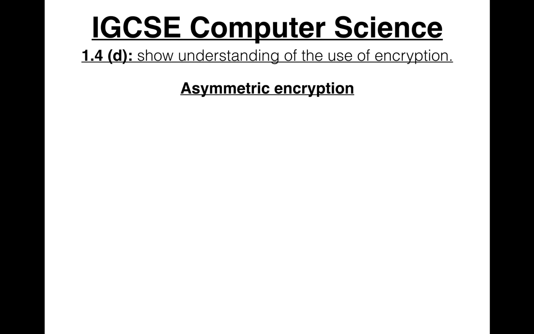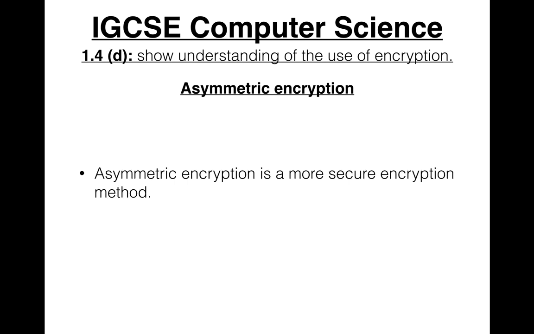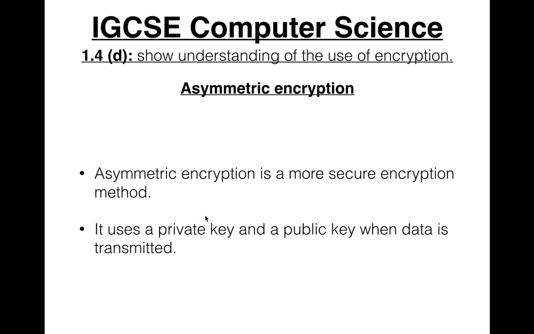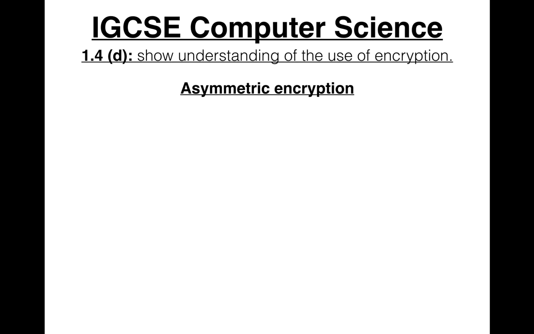Asymmetric encryption is a little bit trickier to understand, as I said. So we'll go slow and just try to understand this. Asymmetric encryption is a more secure encryption method. It uses a private key and a public key when data is transmitted. And this is how it works.